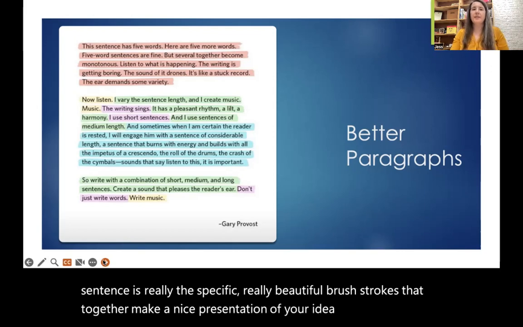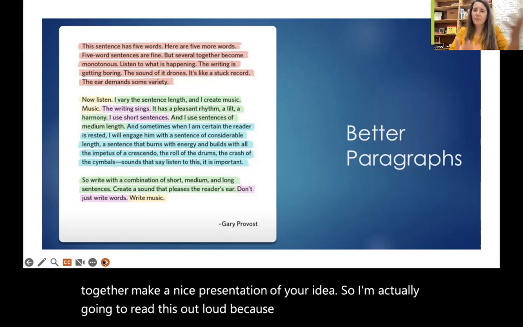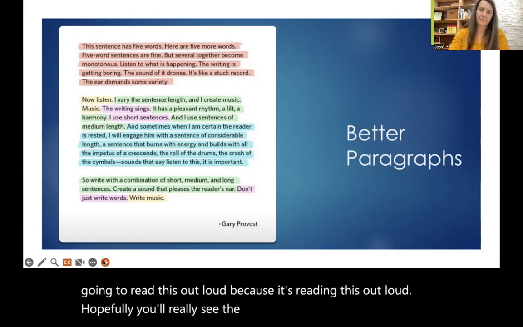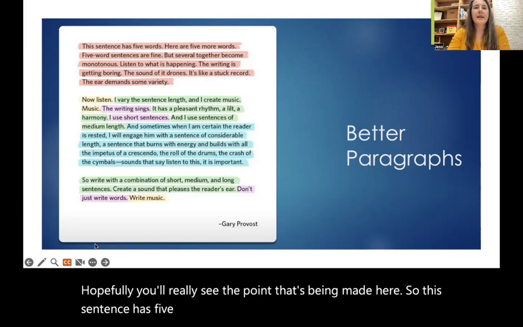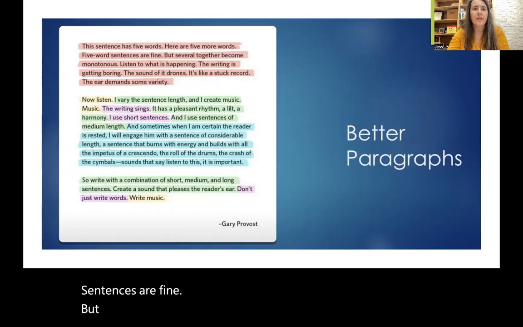So I'm actually going to read this out loud because, reading this out loud, hopefully you'll really see the point that's being made here. So this sentence has 5 words. Here are 5 more words. 5-word sentences are fine, but several together become monotonous.